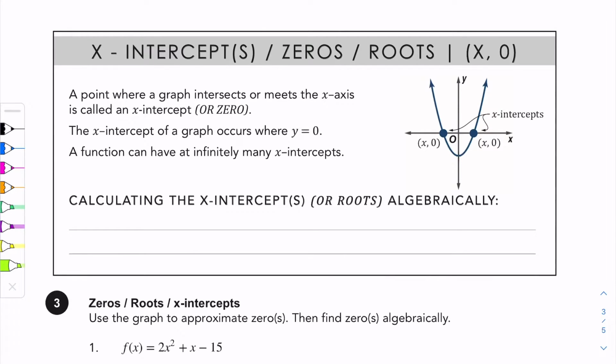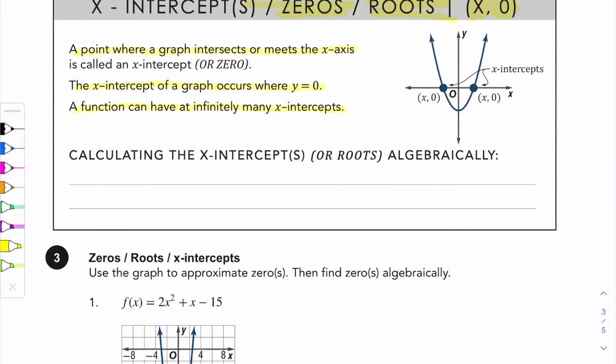Next we have x-intercepts. X-intercepts are also called zeros, and they can be called roots, all the same thing. X-intercepts are written with the x-coordinate first, followed by 0 for the y-coordinate. X-intercepts are a point on the graph where it intersects or meets the x-axis. The x-intercept of a graph occurs where y equals 0. And a function can have infinitely many x-intercepts.